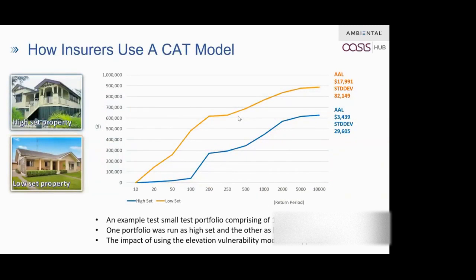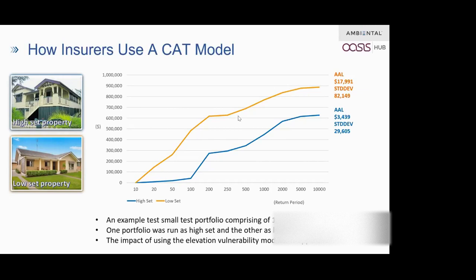Now, how do insurers actually use the CAT model? So this is a classic example. We ran a portfolio which has about 10 properties, and one portfolio has a high set, what you see on your left, the topmost image, and another one with the low set. So the logic here is met, because when the same flood happens, the low set property is likely to suffer more loss compared to the high set property.